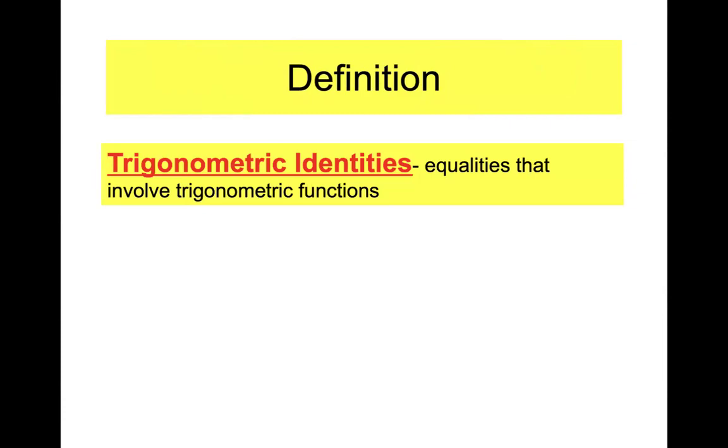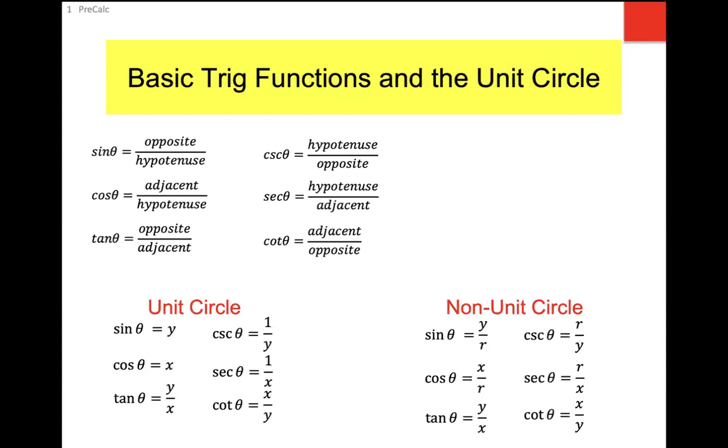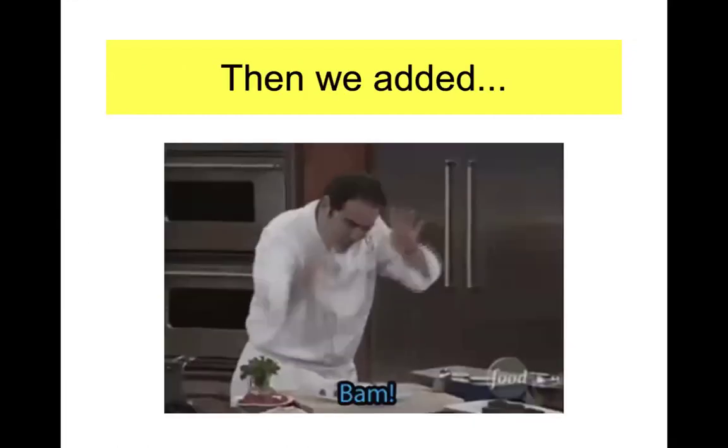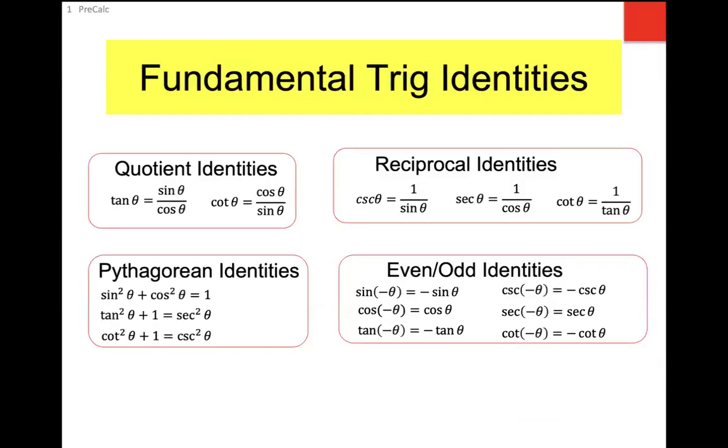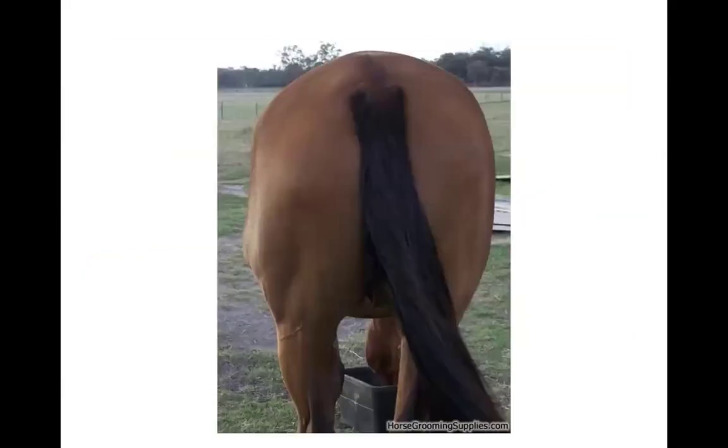Trig identities are equalities, so there's going to be an equation or symbols that involve some sort of trig function: a sine, a cosine, tangent, cosecant, secant, or cotangent. We've seen many of these before, and we've used nearly every single one multiple times. But the list is rather long, so we added some more two chapters ago. We had Pythagorean identities, the quotient identities, reciprocal identities, and the even and odd identities as well.